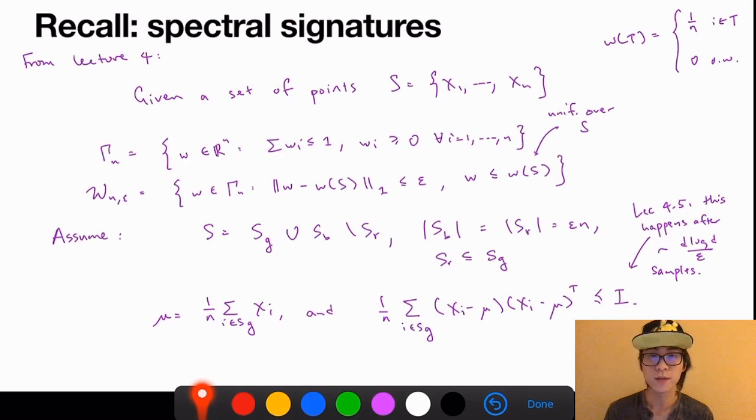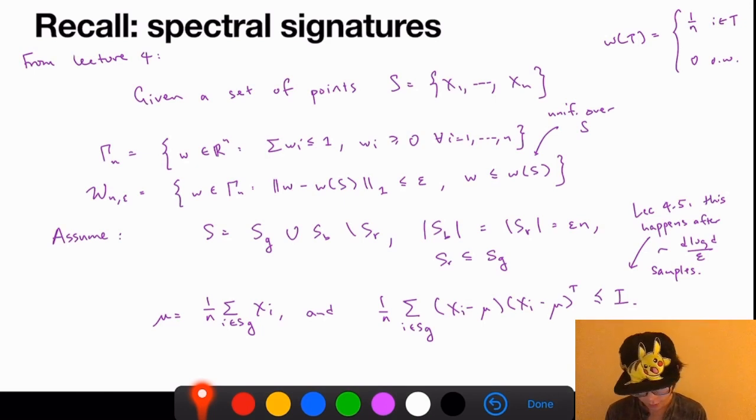And then let fancy W sub n epsilon be the set of weights in the subsimplex which are pointwise bounded by the uniform set of weights. So wi is at most 1 over n for all i. And moreover, the L1 distance to the uniform set of weights is at most epsilon.